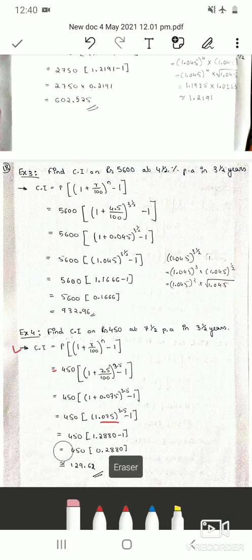In yesterday's class I told you how to find the power when it is in decimals, just like this problem. So try simplifying 1.075 whole raised to 3.5. Similarly, that is 1.075 whole raised to 3 into the square root of 1.075. You'll get the answer as 1.2880.